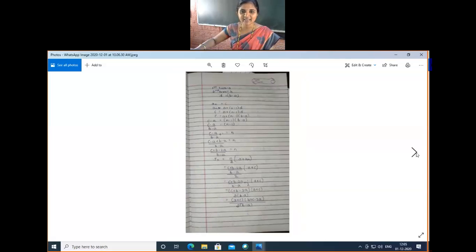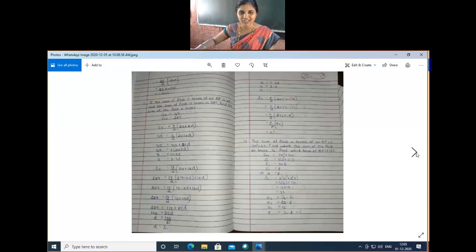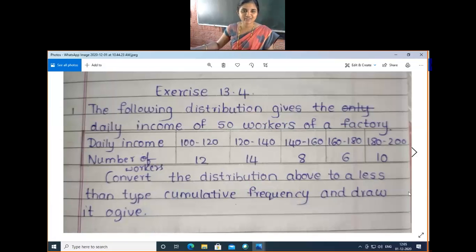This page is repeated, no? 13.2 again. Assignment. 1 second. Assignments we'll discuss tomorrow only, no? Today now I'll send this assignment solution actually. You just go through that one.